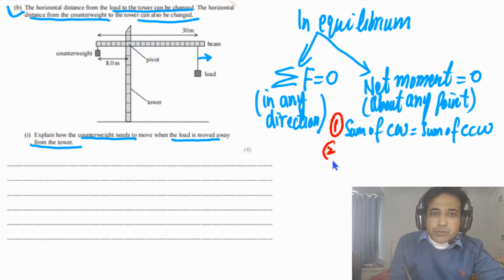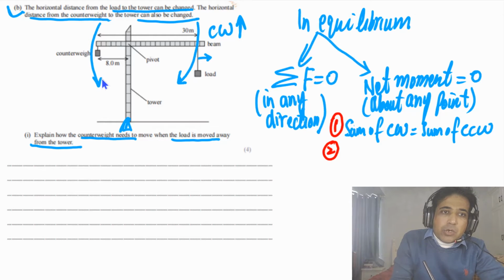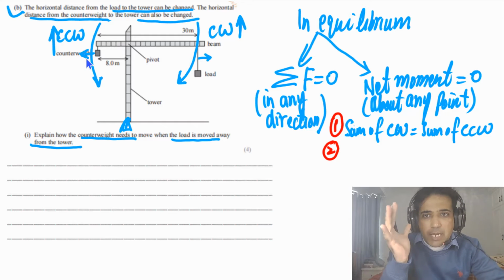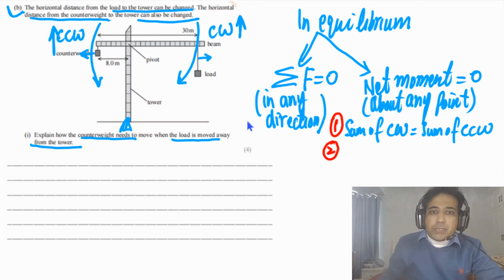So we can mark this one as 1 point. The second point we need to understand is when we move this load to the right, this is the clockwise moment, this is our pivot, so the clockwise moment will increase, so CW increases. So we also need to increase the counterclockwise moment. So how can we increase this one? We also need to move this counterweight to the left. So these are the points you need to understand to answer this question, and this question has 4 marks.